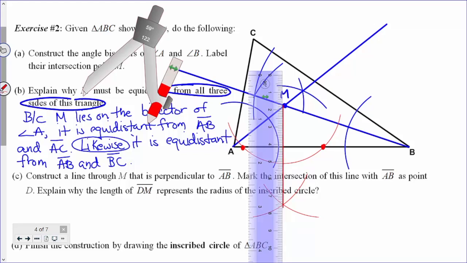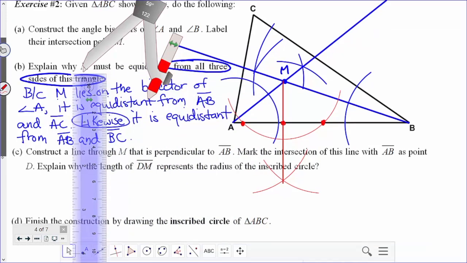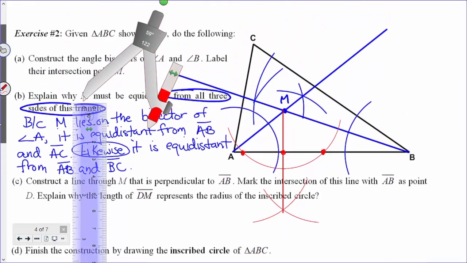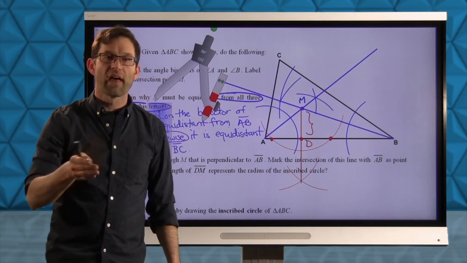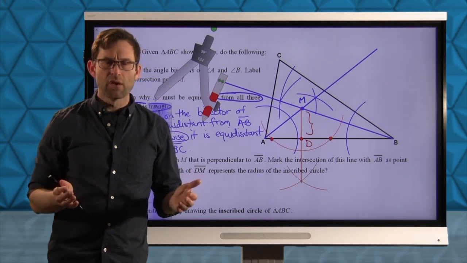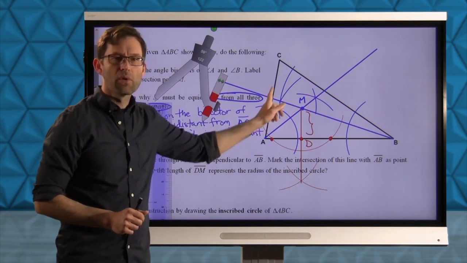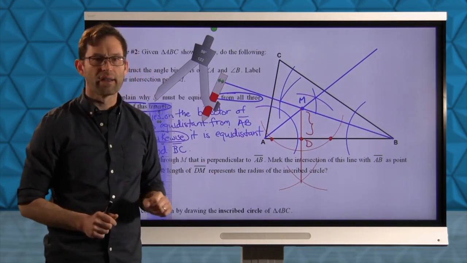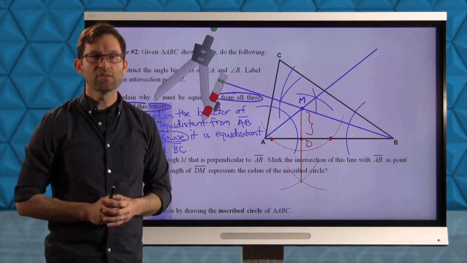And I'm going to mark this point as something. What did I say? I think I said it was D. Yes, D. Point D. Now I claim that that will now be the radius of that inscribed circle. Okay? And the problem asks me why that should be. So remember, at this point, we know that M lies equidistant away from the 3 sides. Why should that then be the radius of the inscribed circle?